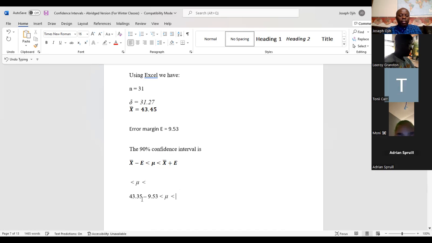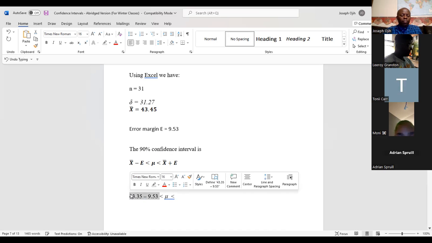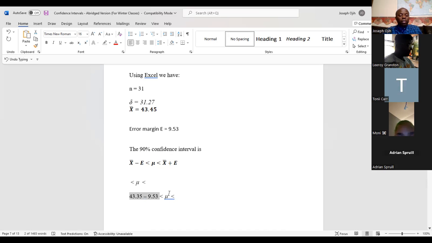Then on this side, we add it. The same thing, but we add it. So on the left side, you subtract the error. On the right side, you add the error. See? Plus the error.